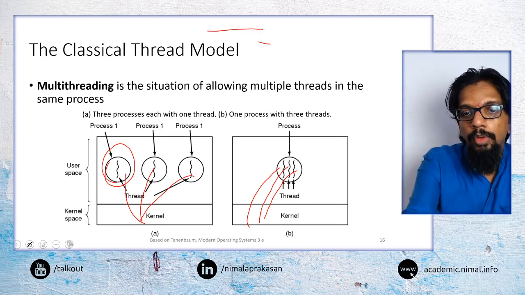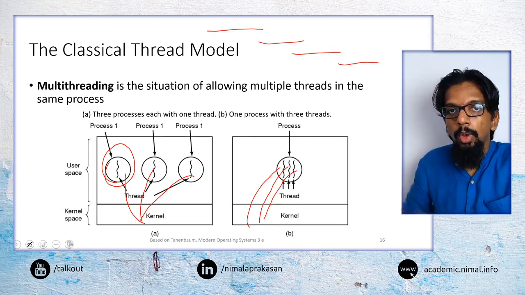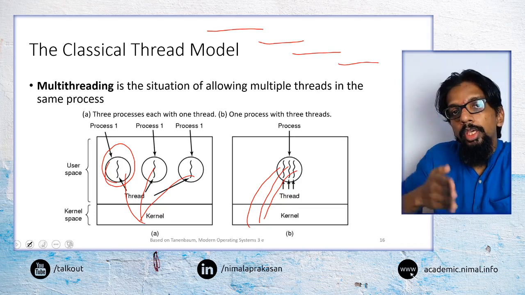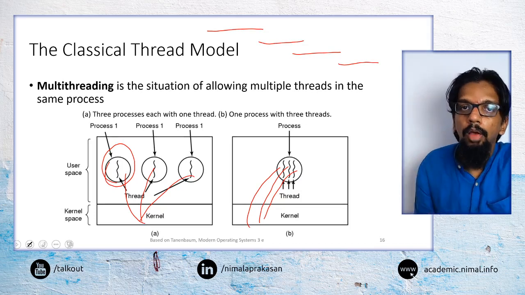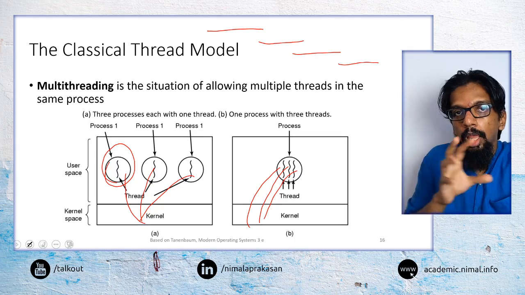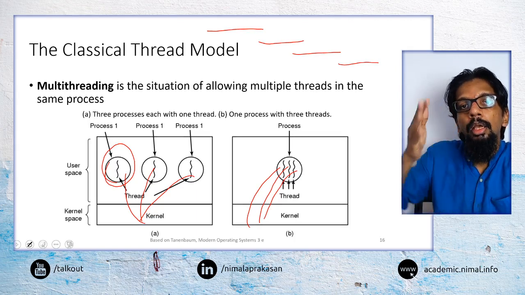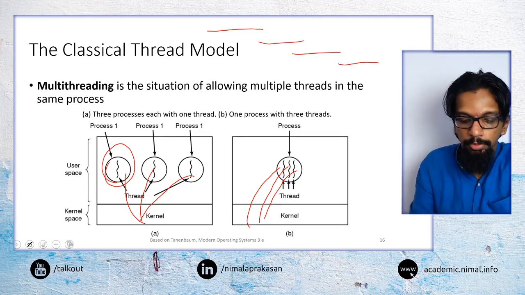So when we do process scheduling, we are going one process after the other. Now we can also go one thread after the other. So that is how we would do multi-threading. Like multi-programming, multi-threading is the way we are running multiple threads in parallel.